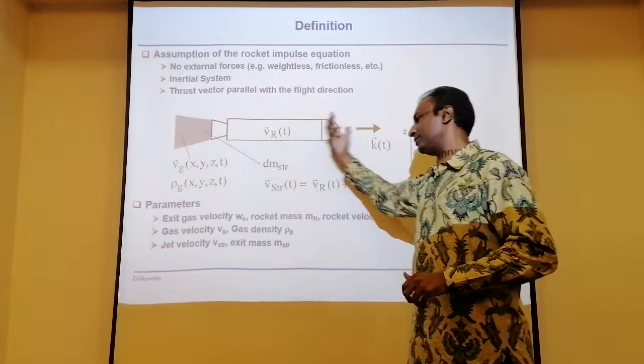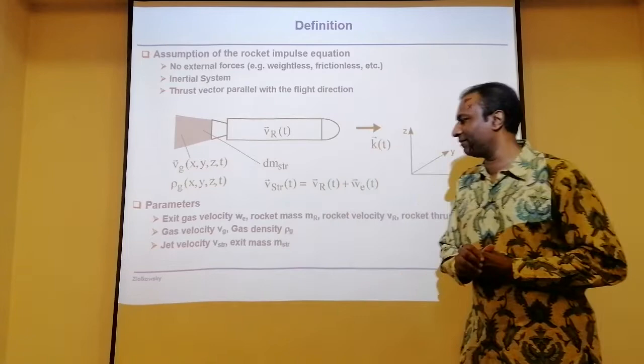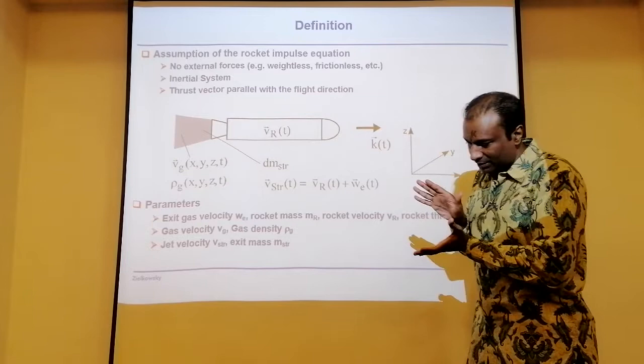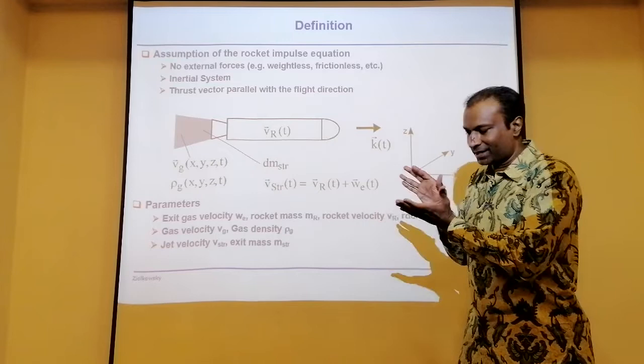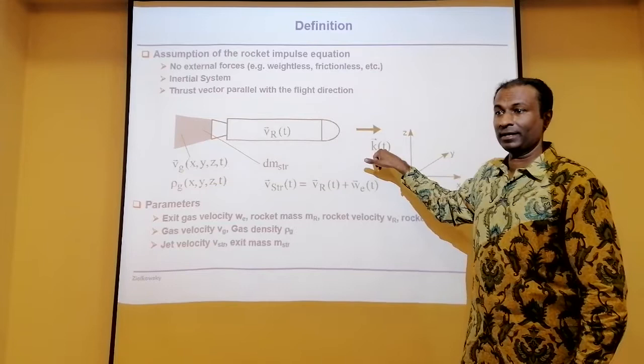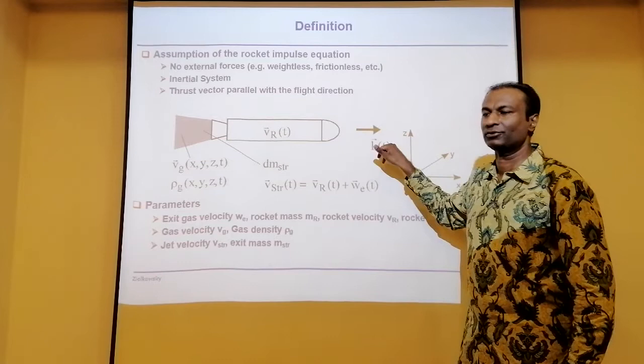Then you will have a gas velocity, gas density. Now, jet, this is important, this is a jet velocity, and then exit mass. So what happens here, if you look at it, there is a jet velocity. When you look at a rocket, there's a push of jet basically coming out. In fact, there is a gas, and that is extremely important in order for you to get that thrust. That means in order for you to get the rocket flying, the faster you can push the gas out, the faster you can push the rocket forward.